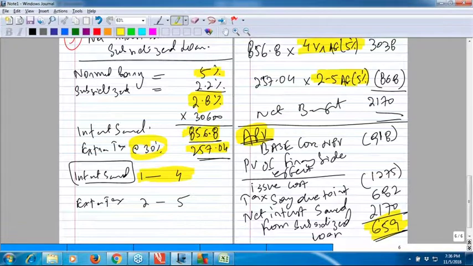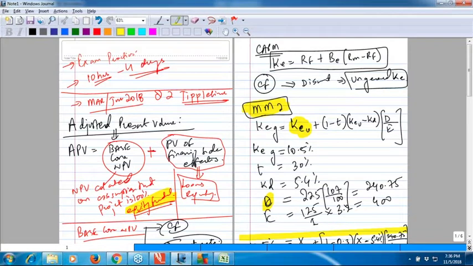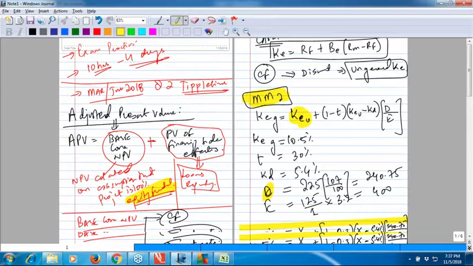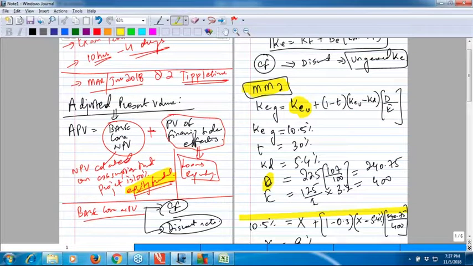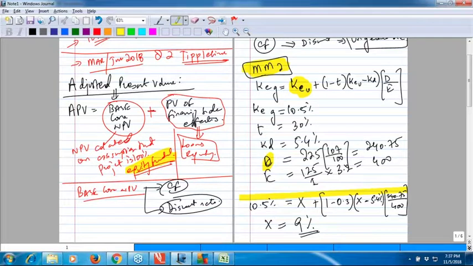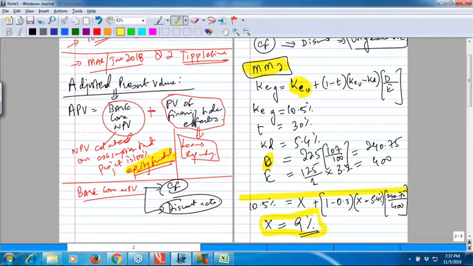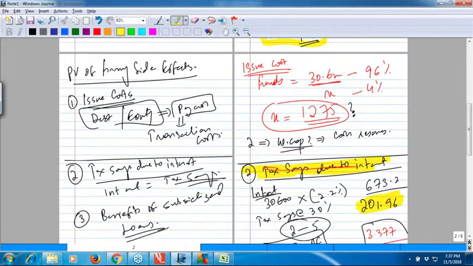Okay, perfect. Let me summarize the question. This was part A of the question, which required us to calculate the adjusted present value. We were given information for the computation of the NPV, and the geared cost of equity of the entity. We used that geared cost of equity and the debt, and on the basis of MM2 we figured out the ungeared cost of equity, which turned out to be 9%. Then the next thing we did was perform the calculation for the NPV.